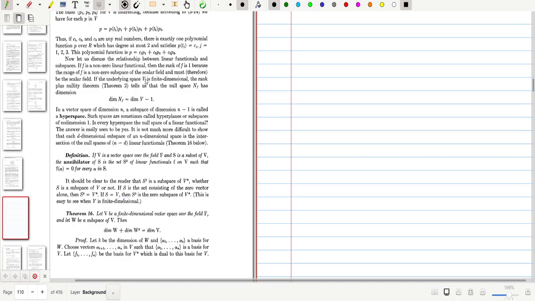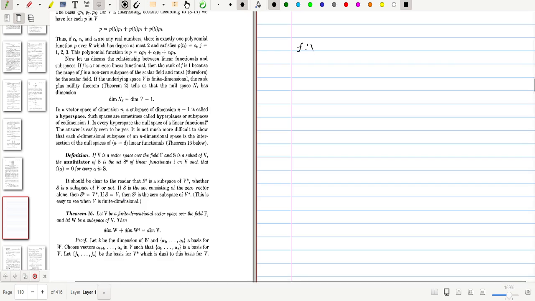Today we discuss the definition of hyperspaces and the relation between hyperspaces and vector spaces. Let f be a linear transformation from V to F. We call this f a linear functional, where V is a vector space and F is a field.